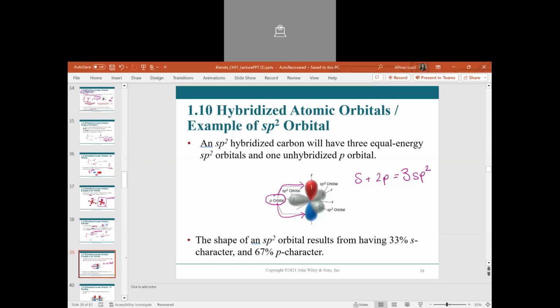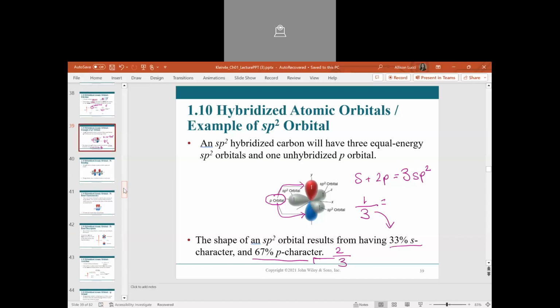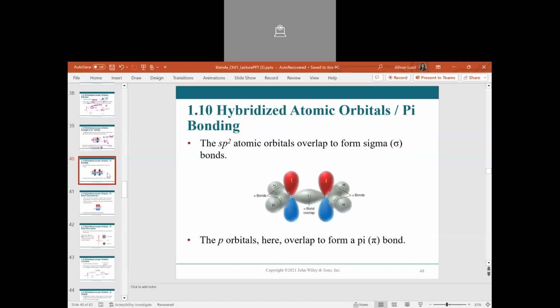One other thing to note is the percentage of s character versus p character. So we only have a total of 3 orbitals involved in our hybridization. So 1 out of 3, right, gives us about 33%. And then the 2 p orbitals out of 3 give us that 67% p character. So again, we'll talk about why that is important when we get to reactivity and acids and bases and things like that. So now we have a couple more slides.